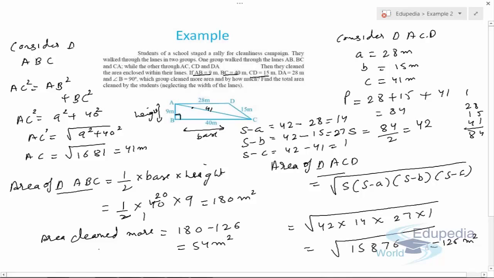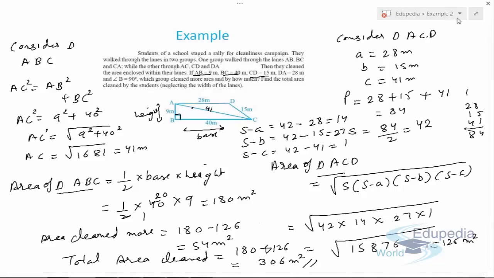Then we need to find the total area. So the total area cleaned is 180 plus 126, so it will be 306 meter square. So this is how we can use Heron's formula to solve the question.